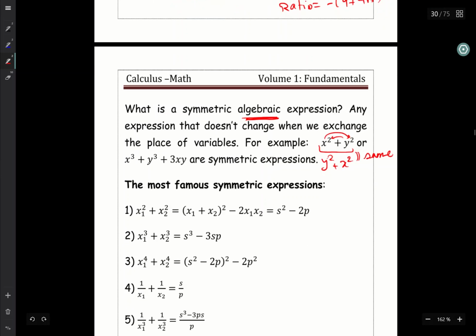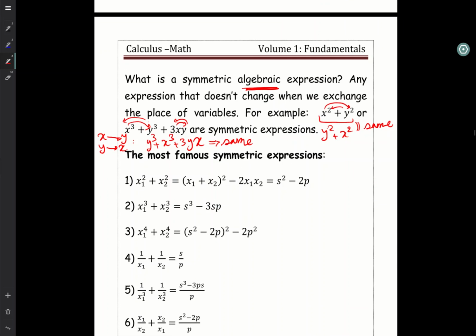Or x cubed plus y cubed plus 3xy. If I interchange the position of x and y, instead of x I write y, instead of y I write x, I get y cubed plus x cubed plus 3yx. This is still the same, right? And most of these expressions, especially if they're algebraic or in terms of polynomials, you can always write them as a function of the sum and the product of the roots. It's always possible.